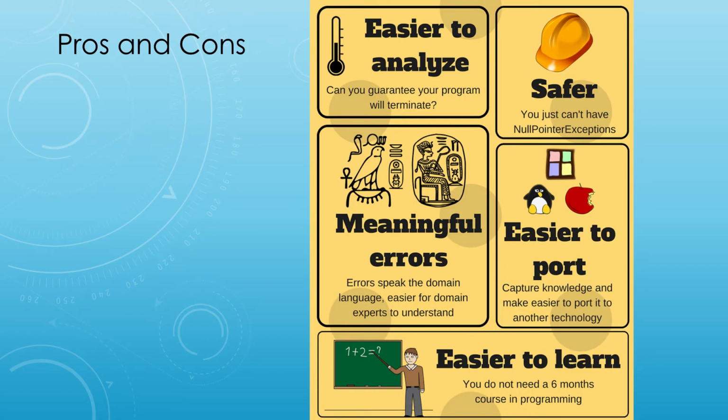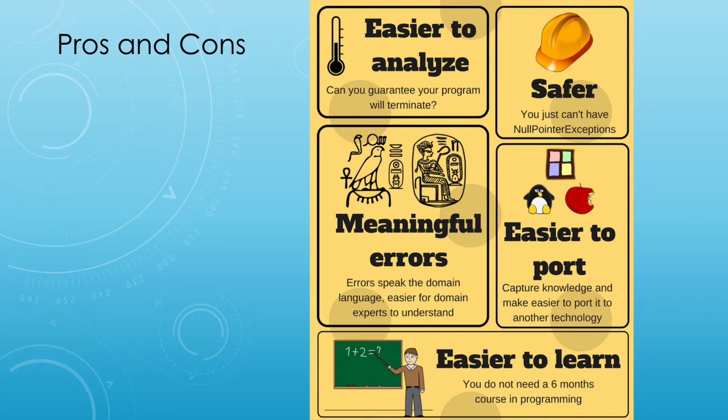So what are the advantages and disadvantages? There must be advantages to using DSL technology. The first is that it is easy to analyze. A DSL is implemented in such a way that it handles all the corner cases or negative scenarios, and it throws meaningful error or warning messages which domain experts can understand. Therefore it is easy to analyze, and it is safer.